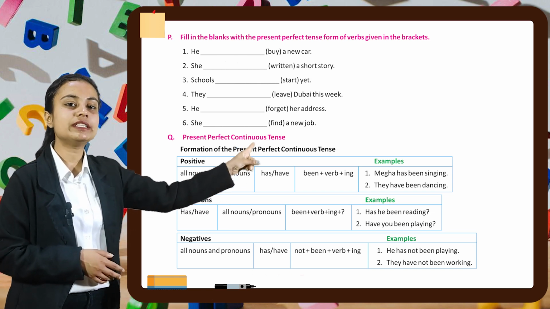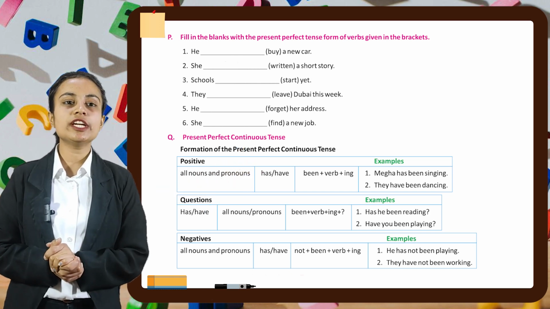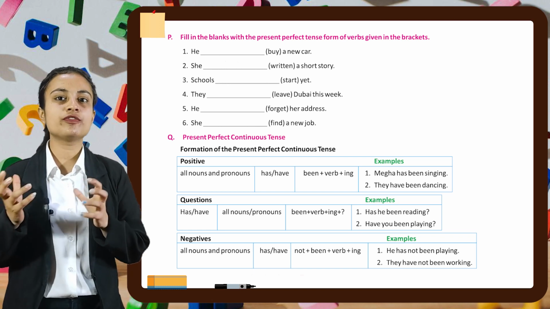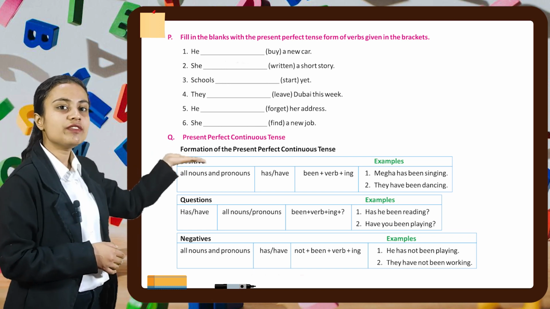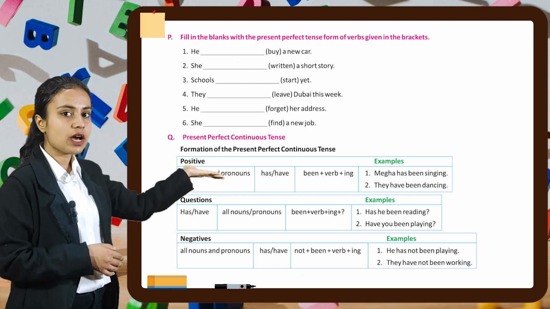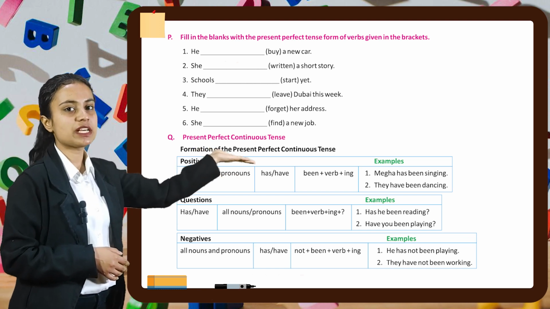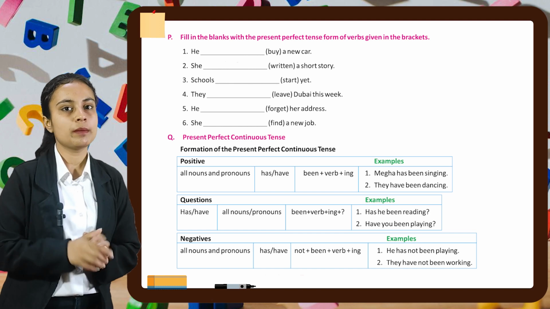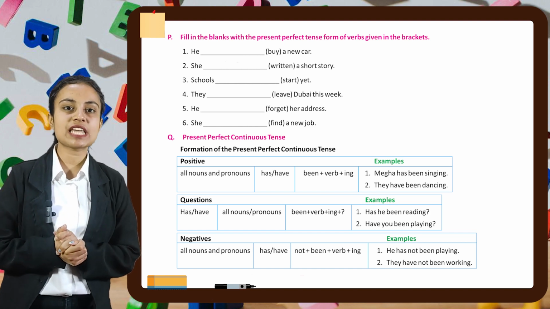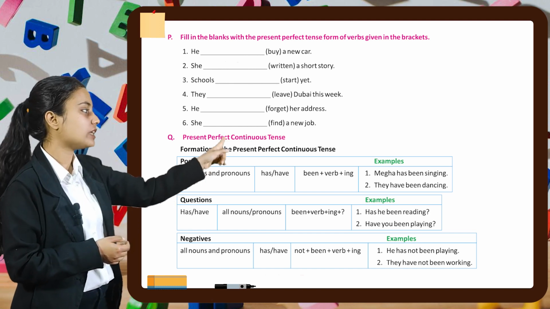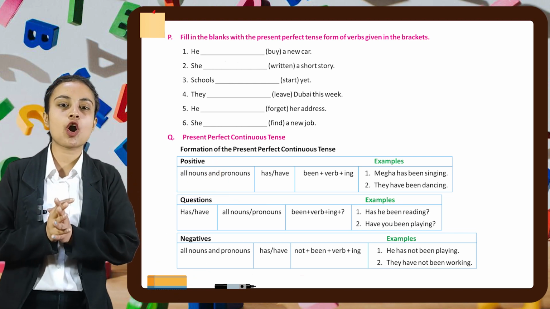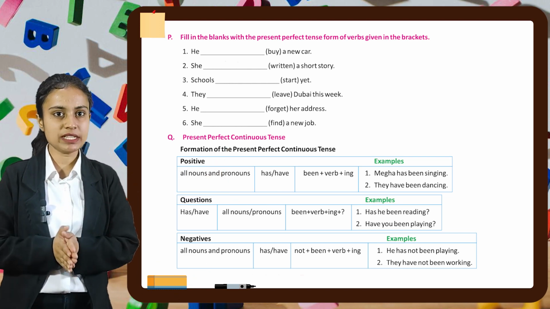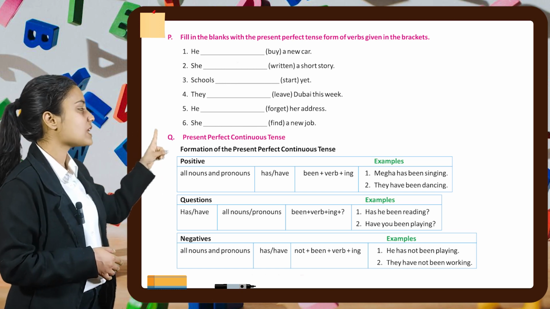They have been dancing. Similarly, to form a question type of statement, we start with has or have, then we use all nouns or pronouns, then been plus verb plus ing form plus question mark. For example, has he been reading? Have you been playing?